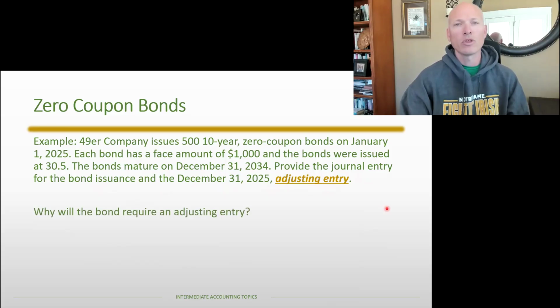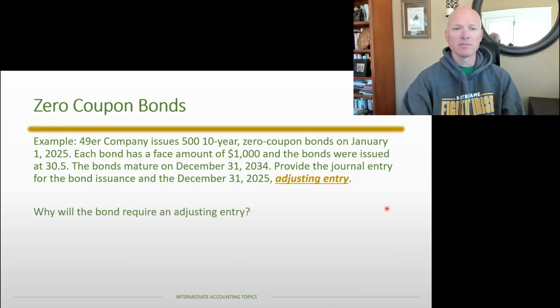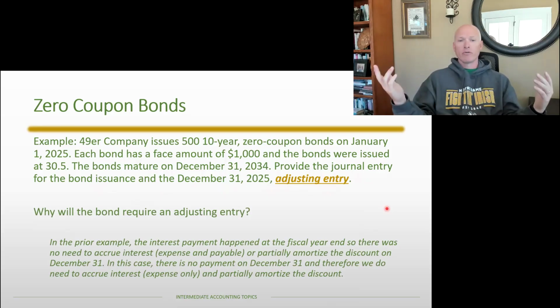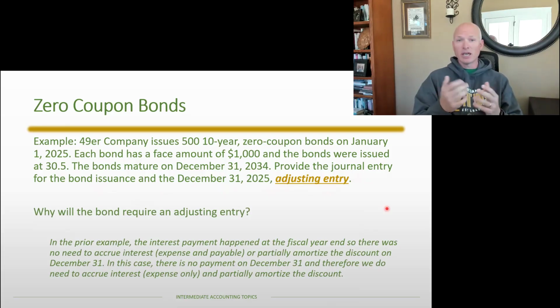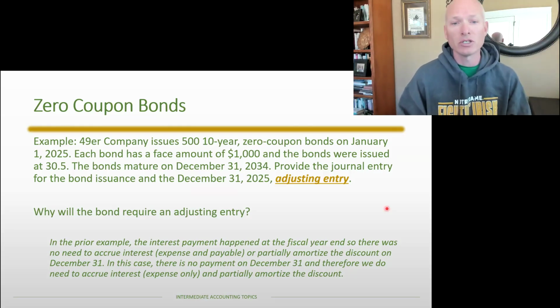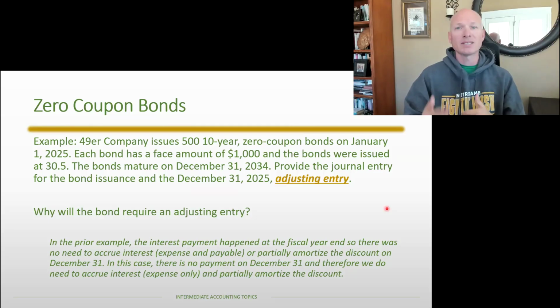So why will the bond require an adjusting entry? In the prior example, the interest payment happened on December 31st. And so if we're preparing financial statements on that same date, there's no reason to accrue any more interest. There's no time that has passed, so there's no adjustment that needs to be made. But in this case, there's been no payment. And so by December 31st, when we're getting ready to prepare our financial statements, we need to do an adjusting entry. It's very typical with a bond where we apply time value of money on an annual basis. And so that December 31st journal entry is going to capture the annualized amortization of the discount.